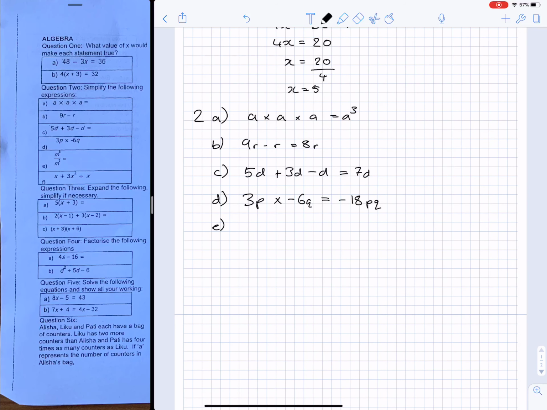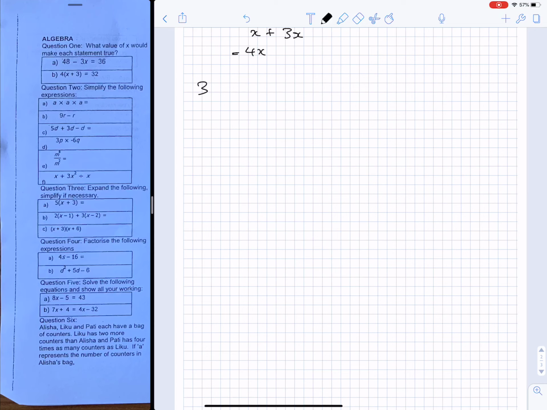E, you've got m to the power of 8 divided by m squared. Anytime you've got a situation like this, you've got to subtract the denominator from the numerator. So m, 8 subtracted by 2 is 6, m to the power of 6. F, x plus 3x squared divided by x. You've got the x's cancelling out. You've got x plus 3x, which equals 4x.